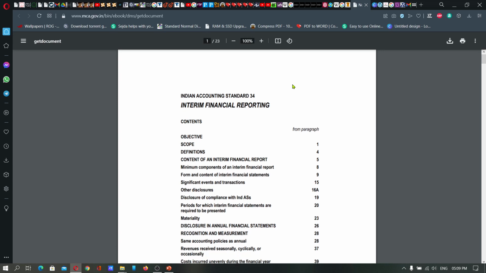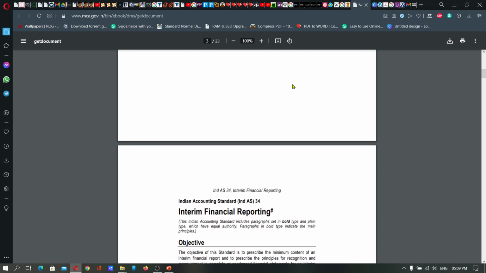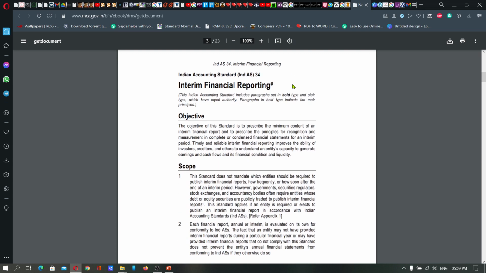Interim financial reporting. We have mentioned this term in numerous cases in the previous classes. Interim means anything that happens between two accounting periods, and interim financial reporting means reporting of financial statements in between two accounting periods or in between two annual reports. Usually accounting reports or final statements are prepared by the end of the accounting period, and in between two accounting statements, sometimes the company might follow a monthly reporting concept or half yearly reporting concept.